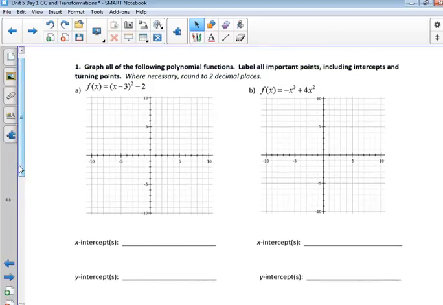Graph all the following polynomial functions. Label all important points, including intercepts and turning points, where necessary rounded to 2 decimal places. Which one looks harder, A or B? Raise your hand for A. Raise your hand for B. Alright, so let's do B.